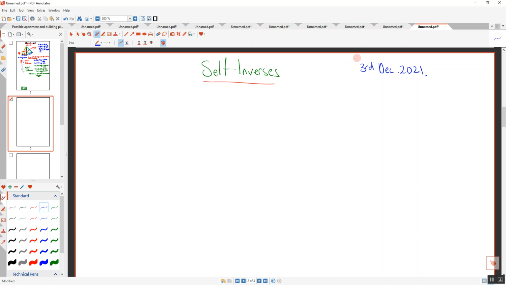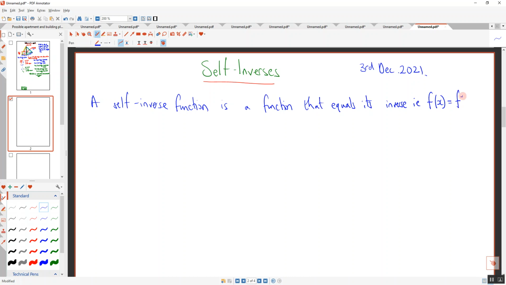Okay, and a self-inverse function is a function that equals its inverse, i.e. f of x equals its inverse.